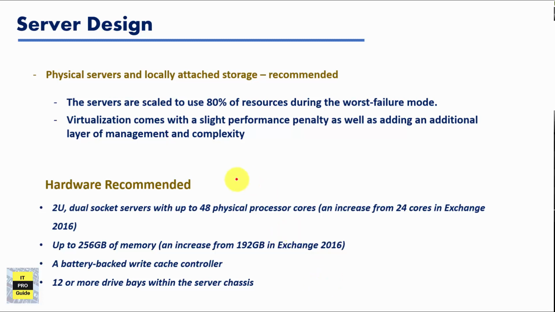Next is about the server design for high availability. There is no special requirement for high availability other than the requirement for an Exchange server, but it is recommended to run physical servers and local attached storage, because sometimes the servers are scaled to use 80% of the resources during the worst failover mode, and virtualization also comes with a slight performance penalty, as well as adding an additional layer of management and complexity. Below you can see the recommended hardware, and based upon your organization's requirements it may vary, and you need to calculate it based upon the mailboxes, the number of users, and also the connections that you're going to hold with the Exchange server.